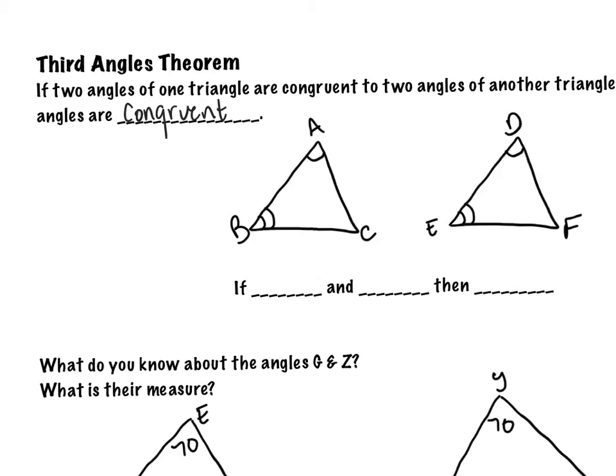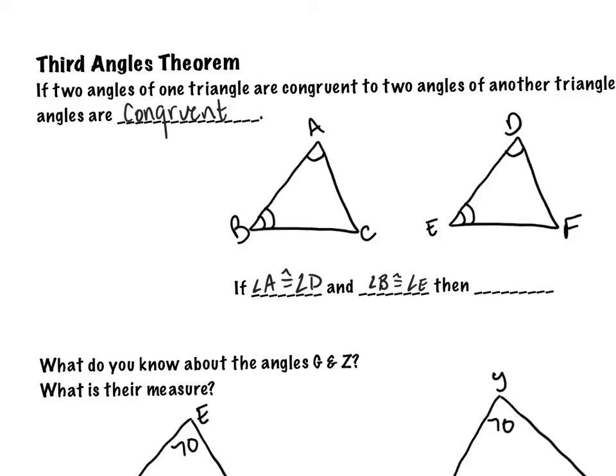Right, so we'll kind of break that down. So I have this idea here that if I had angle A and D and B and E, right? Those two are congruent. The idea is that C and F are going to be congruent. So why is that? What do I know that all the angles in a triangle, no matter what type of triangle it is, add to?